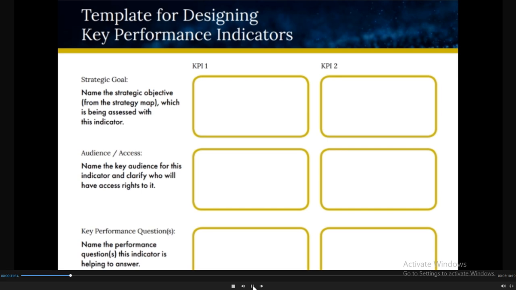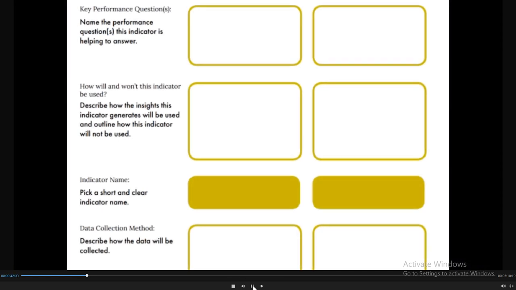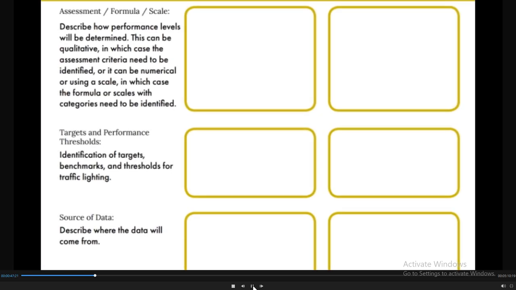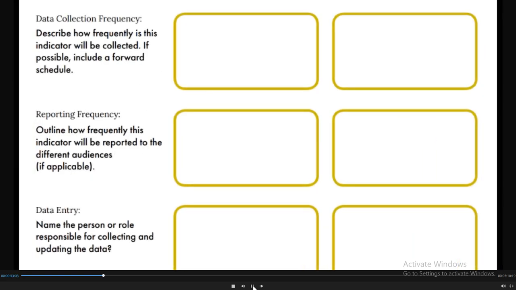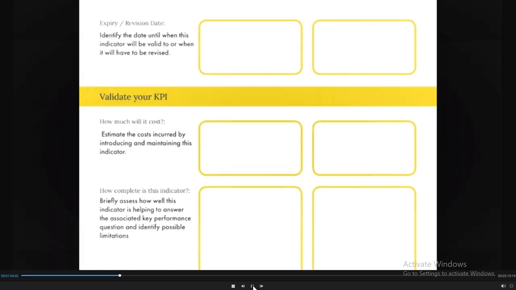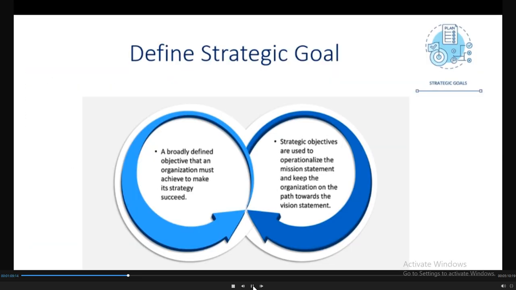It starts off with strategic goal, then the audience, then key performance questions, how will and won't this indicator be used, the name of the indicator, the method of data collection, the assessment or formula scale, targets and performance thresholds, the data sources, data collection frequency, data reporting frequency, data entry, and inquiry or revision date. Then comes how the costs that are incurred and how complete is the indicator, and lastly, the possible and unintended consequences. Let's have a look at each one of them individually.